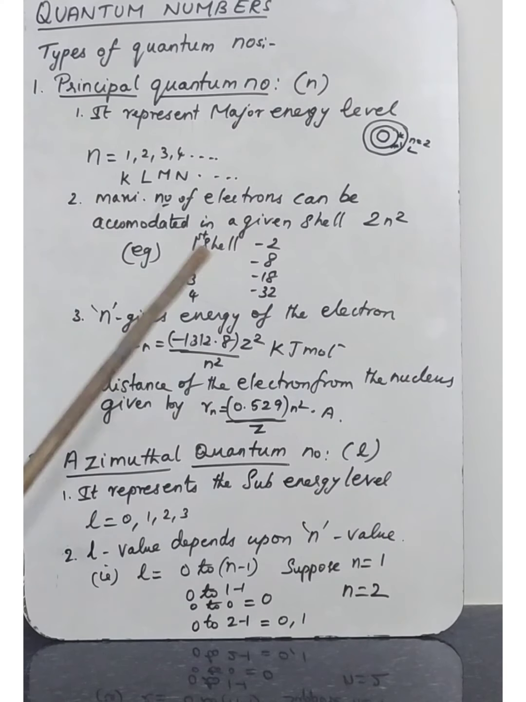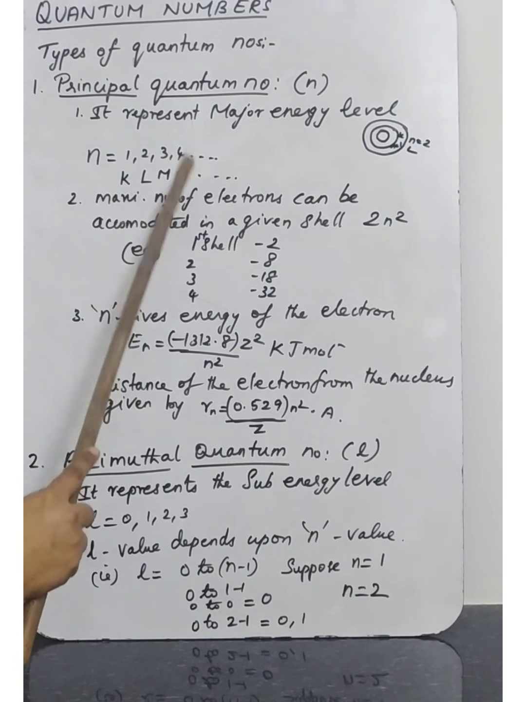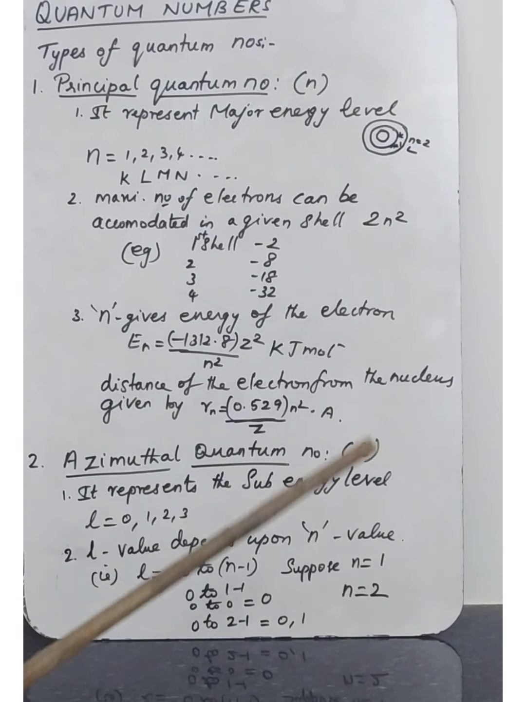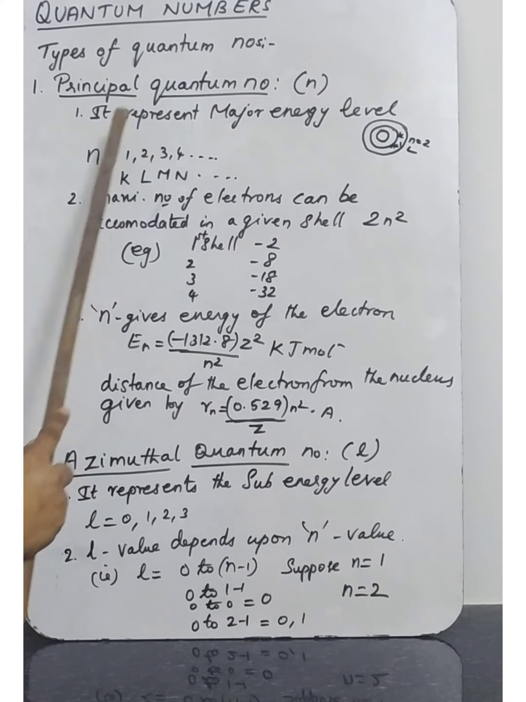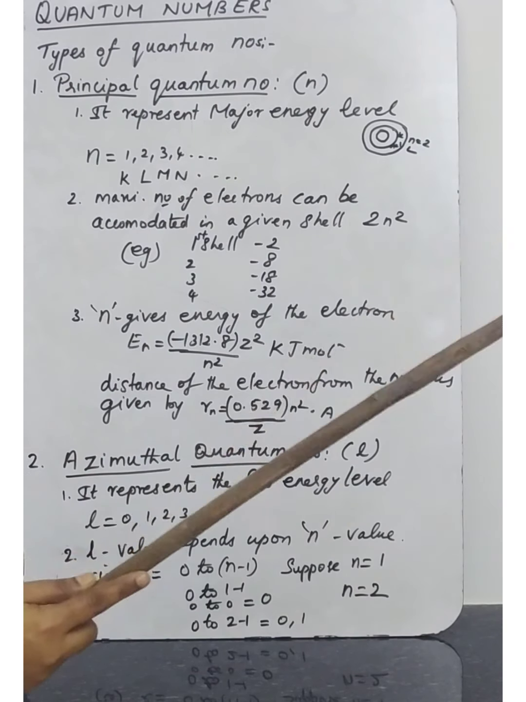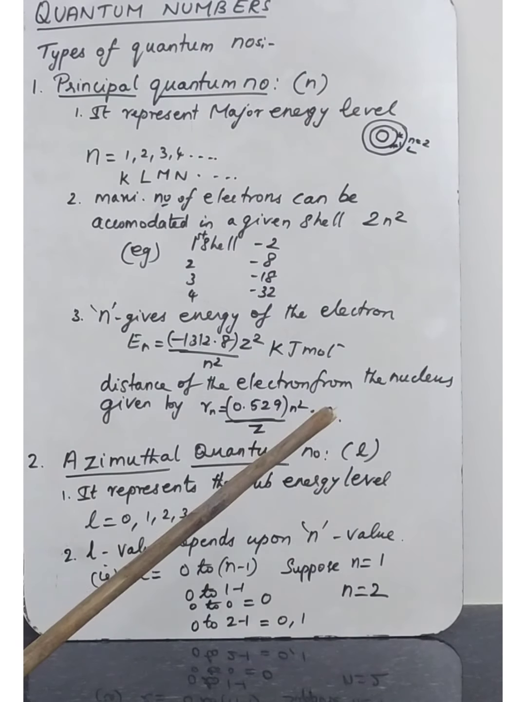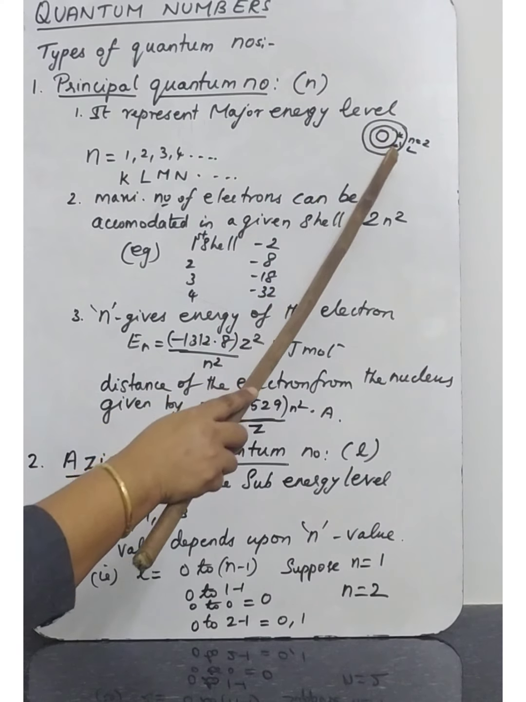So if n is equal to 1, 2, 3, 4, the shells are K, L, M, N, O, and it will go like that. So the principal quantum number, that is the major energy level, can have the values 1, 2, 3, 4 and so on. Understand now?